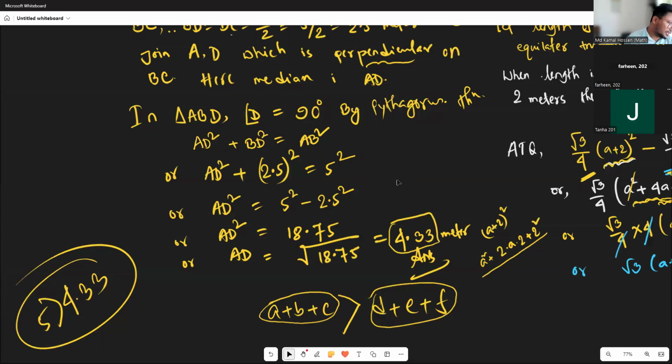So another question I'm giving you. Okay. There are 2 minutes remaining. Okay, no problem. Number 2, the length of perpendicular.